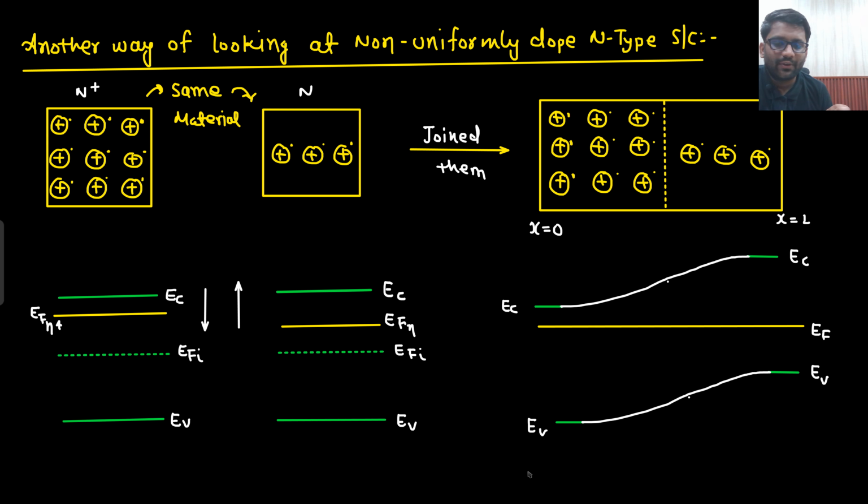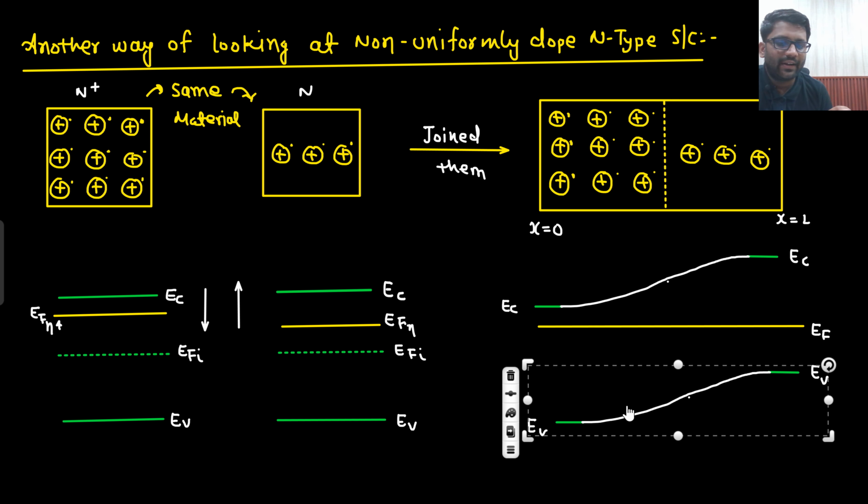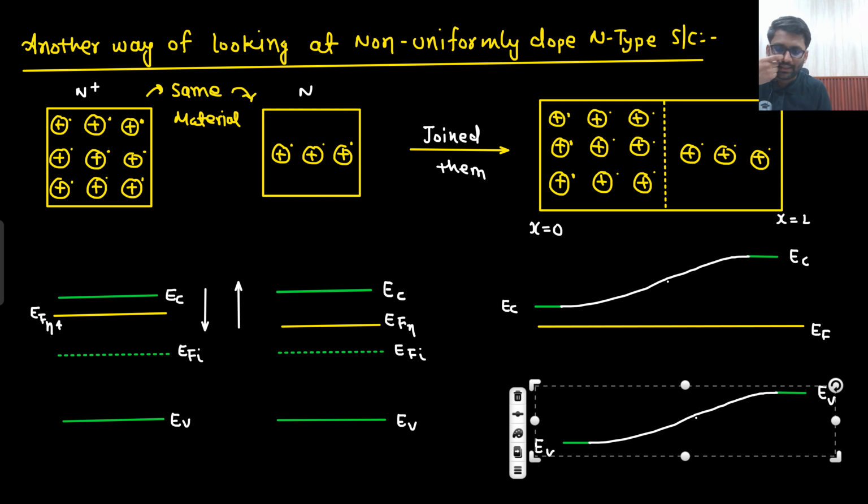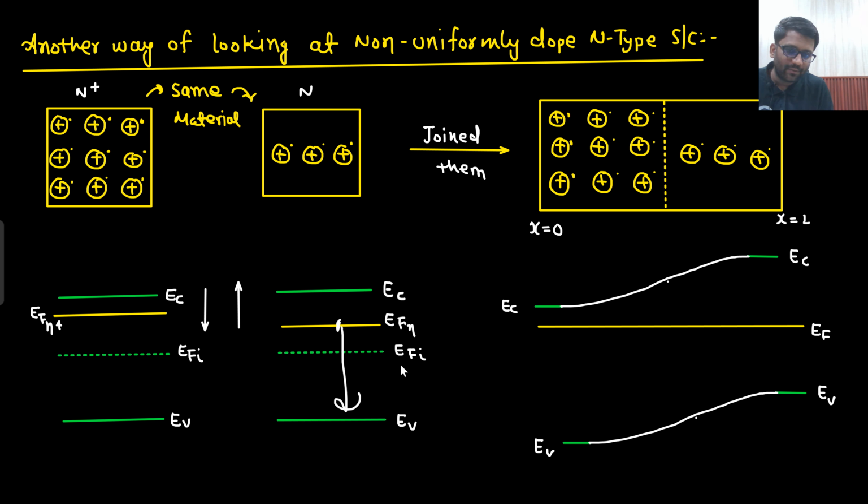Basically, both are N-type only, no? So the gap between EF and EV would be more only. What I mean to say is that this gap would always be more than this gap, no? Right? So this gap should look larger only. Although this gap would be very, very larger. This particular gap would be very, very larger. Right? But anyway, if you compare this gap, this gap would always be lesser.